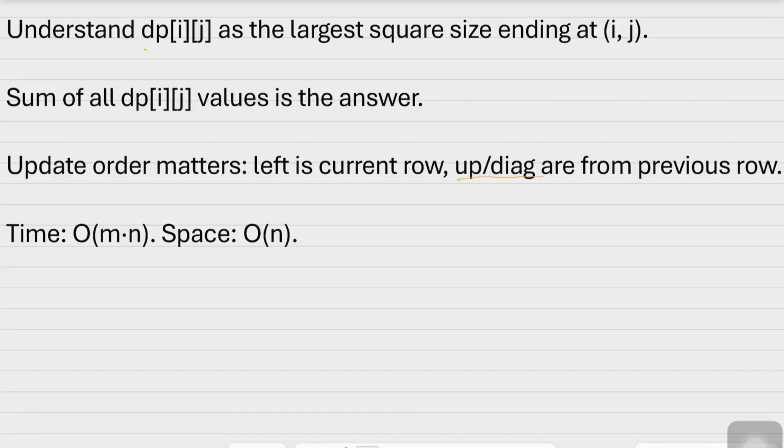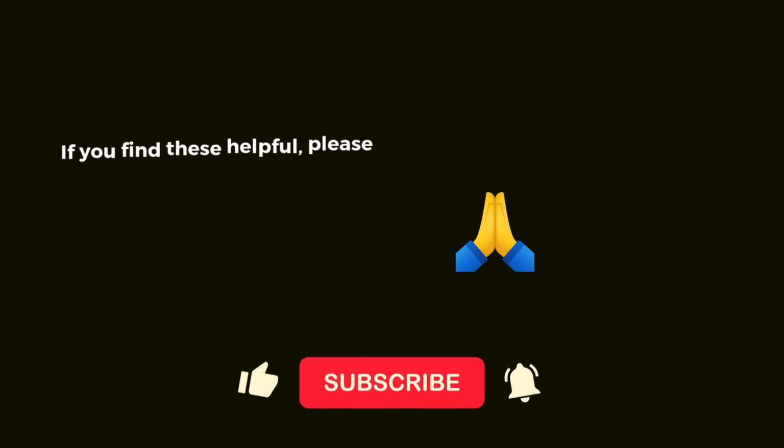Finally, here are the key points to understand. Understand dp[i][j] as the largest square size ending at i, j. The sum of all dp[i][j] values is the answer. Update order matters. Left is from the current row; up and diag are from the previous row. Time: O(m times n). Space: O(n).